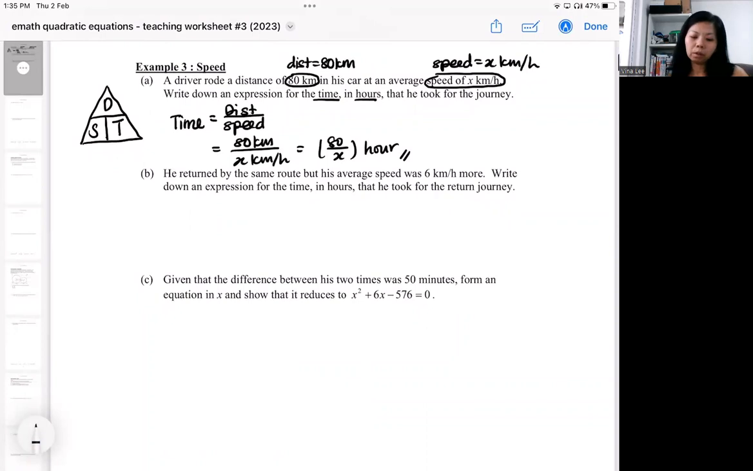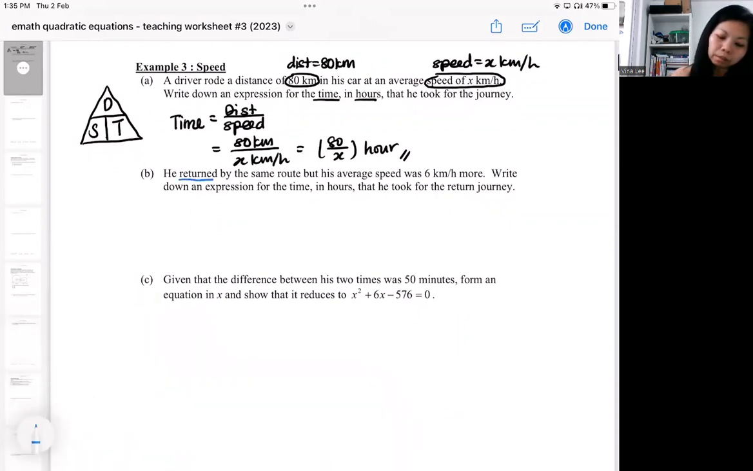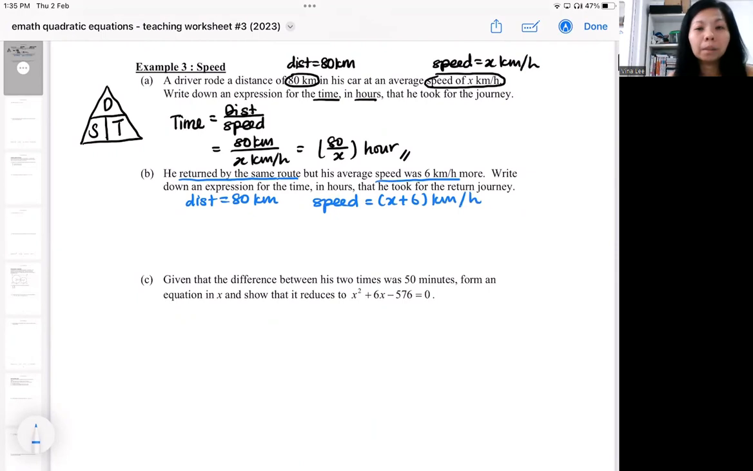Okay, so the person is going to return by the same route. So return. So now it's coming back. And when it is returned by the same route, obviously the distance will be the same. So it's like from point A to point B, now he's coming backward. So the distance shouldn't change. But the speed is a little bit more. The speed is x plus 6 kilometer instead of the x kilometer.